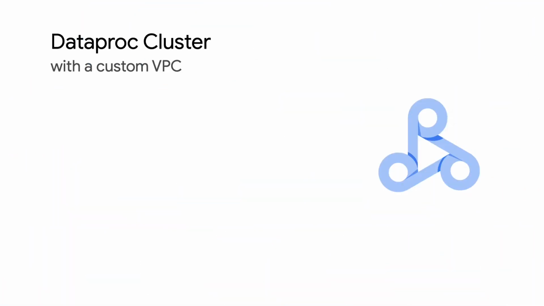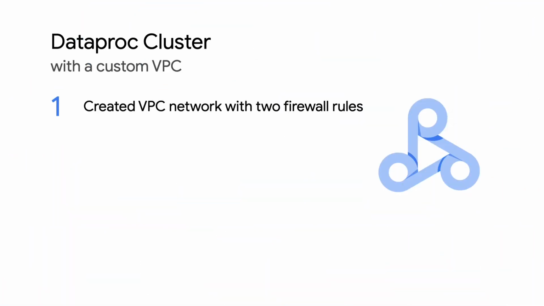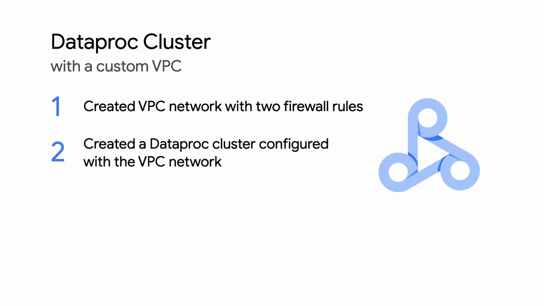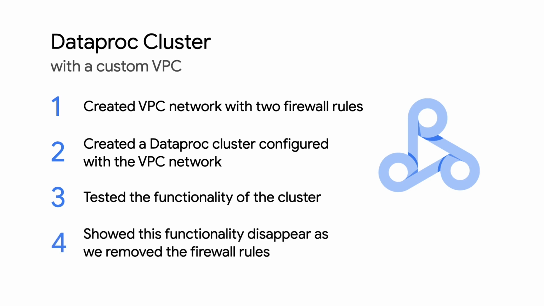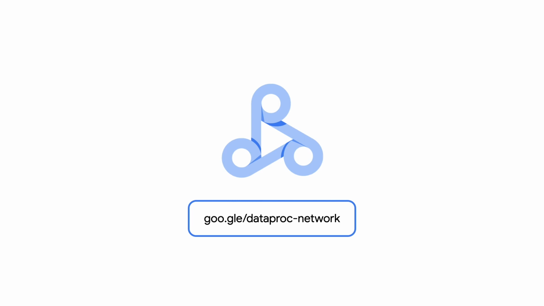In this video, we created a VPC network with two firewall rules in place to limit access. We then created a Dataproc cluster configured with the VPC network to secure it via isolation from the public internet. We then tested the functionality of the cluster and showed this functionality disappear as we removed the firewall rules. You can read more about network configuration for your Dataproc cluster in the Google Cloud Docs. Please go to this link for more information.